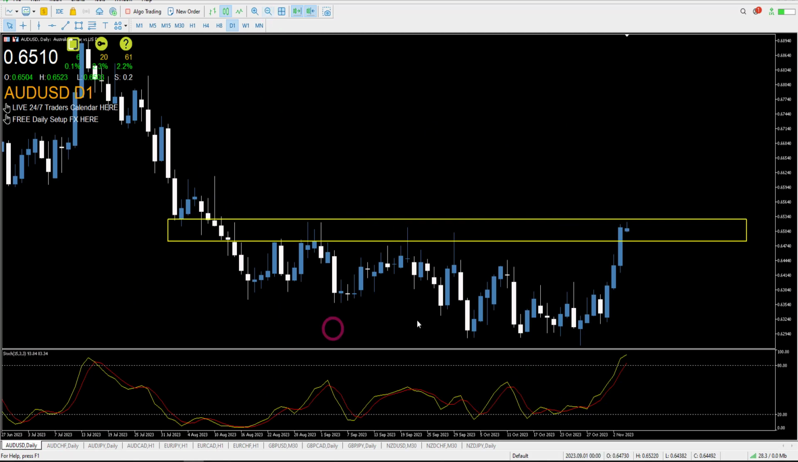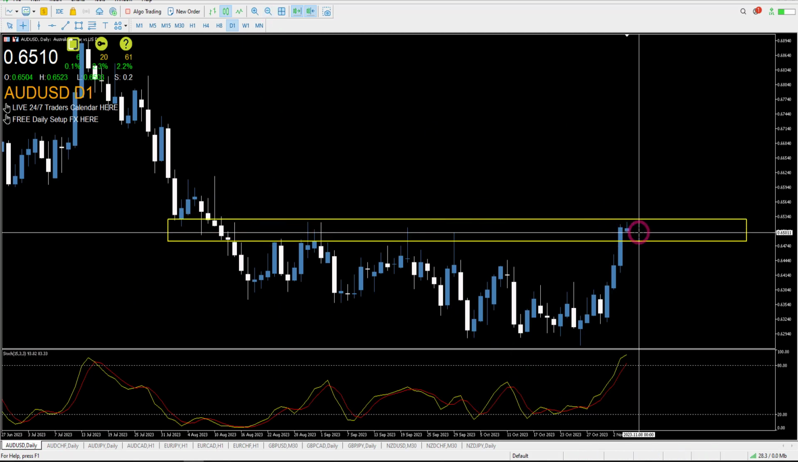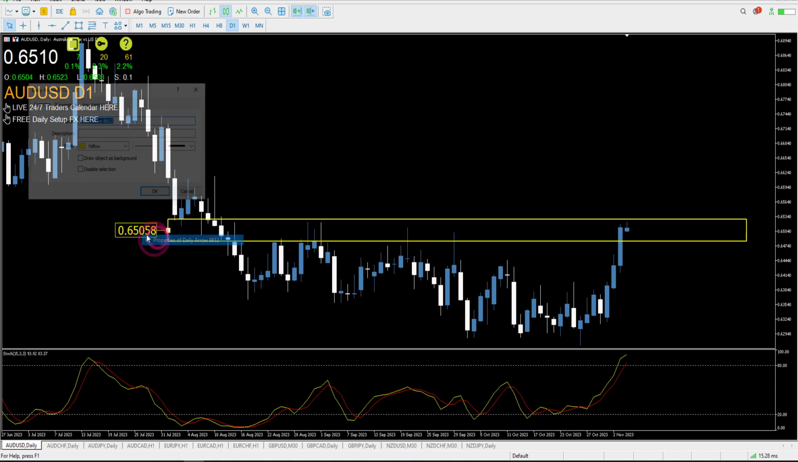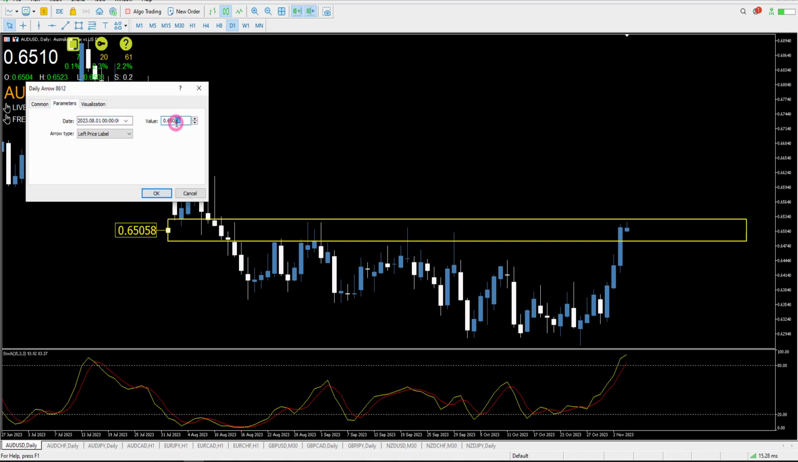Now, I've had a little look, obviously, ahead of time. I was just looking to see where price was at, and you can see we're pretty much smack bang at this 0.65 handle. We're trading at 0.6510 at the moment, but if I was just to put a little price label on here, you can see that it's 0.65.